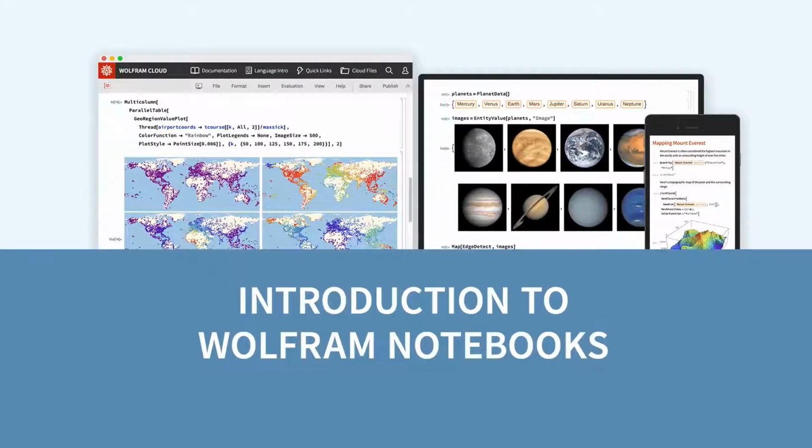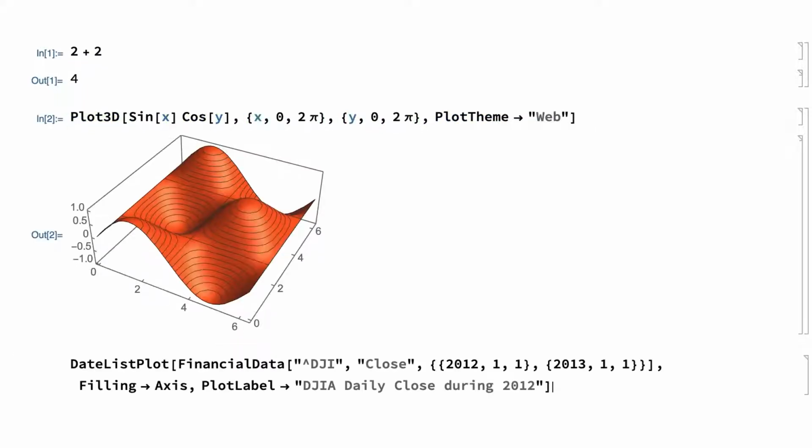Welcome to this short introduction to Wolfram notebooks. Wolfram notebooks were first released in 1988 as the user interface for Wolfram language systems, so a typical Wolfram language session might look something like this, with inputs and outputs displayed in a notebook window.